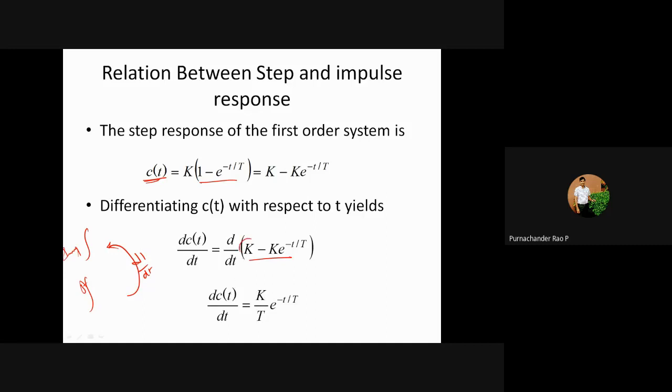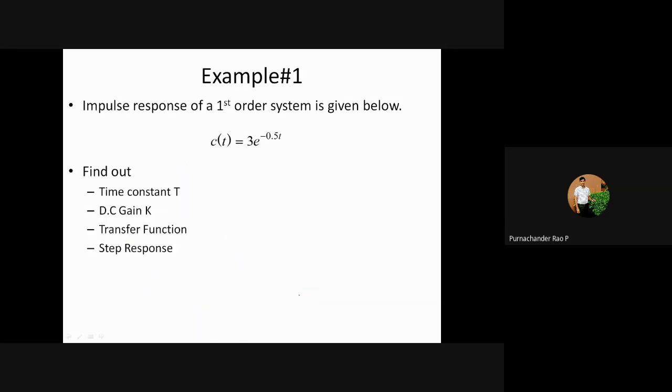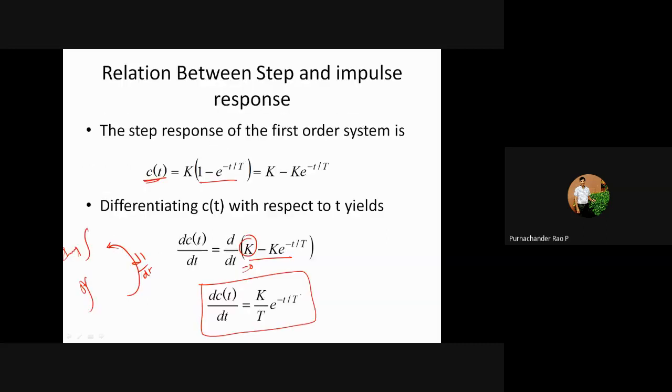So d by dt of k is going to be 0, and you are going to get only k by tau into e to the power of minus t by tau. This is the response of your system for the impulse input. So this is the response of the system for the step response.